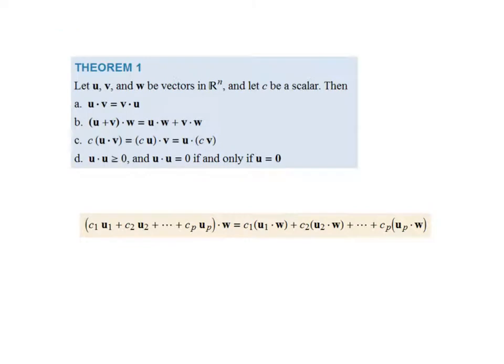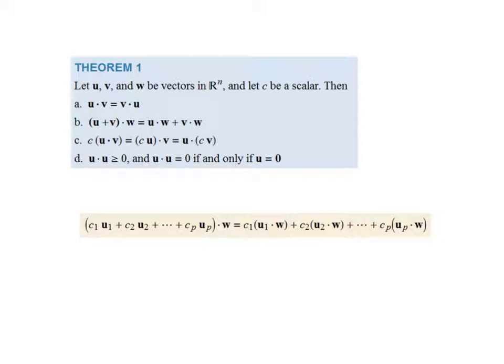Our next slide here contains the first theorem, which should be all concepts that are familiar. The first one is the commutative property of the dot product. The second is I can take a dot product and distribute it over a sum of two vectors. The third, I can take a scalar times a dot product and multiply that scalar times the first vector or the second vector first, and then compute the dot product.